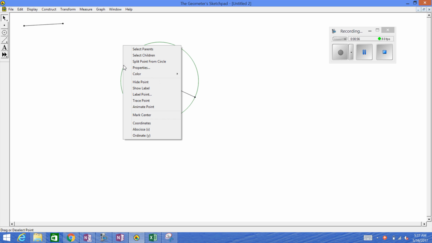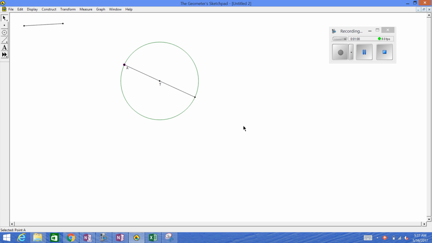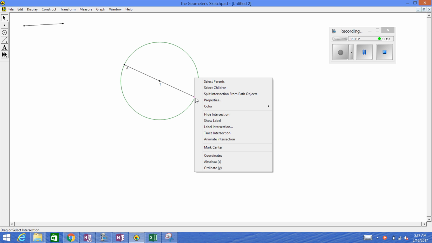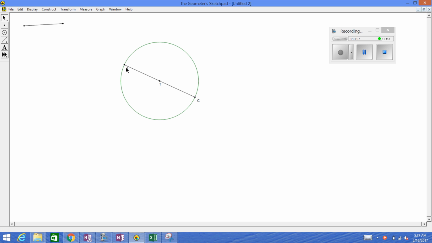So maybe I'll label that point A and that point C because it's going to be the diagonal. It's not going to be the 2 points next to each other. What I'm then going to do is construct a perpendicular bisector of AC. It should pass through T, and how you're going to do this with your compass tool is a little tricky.